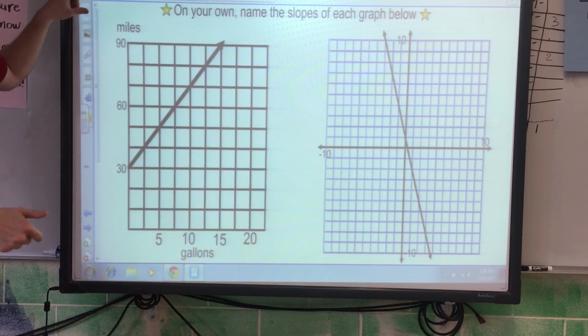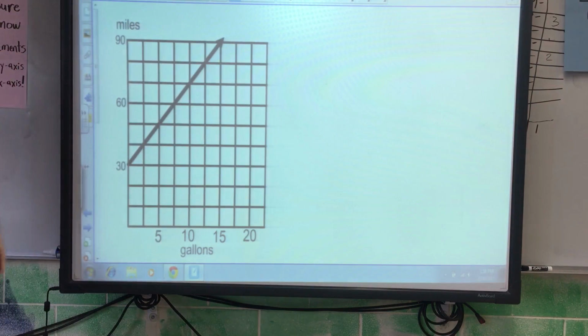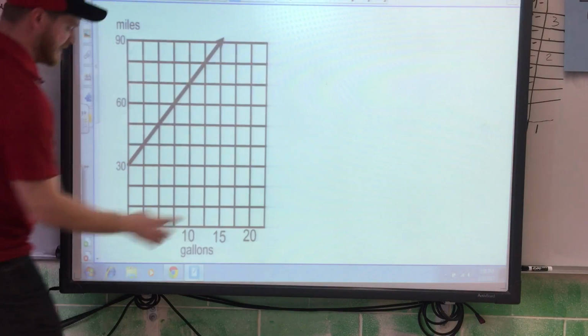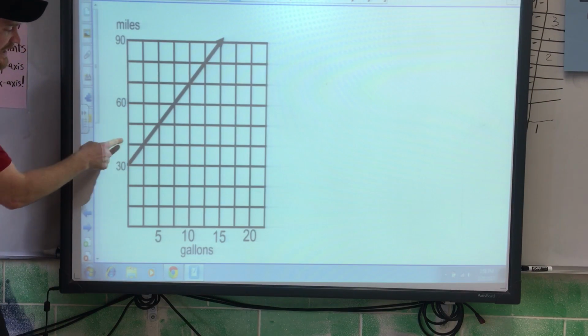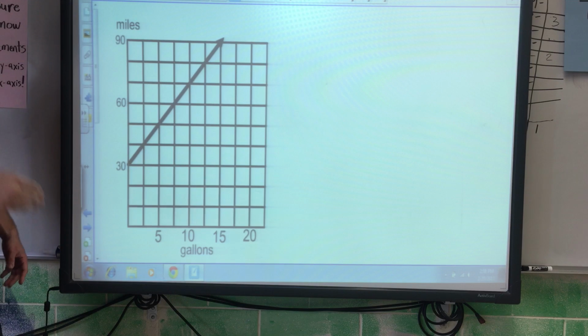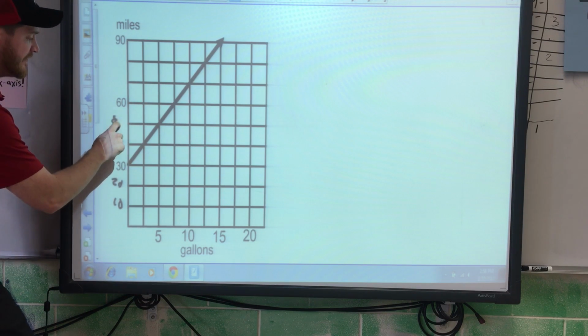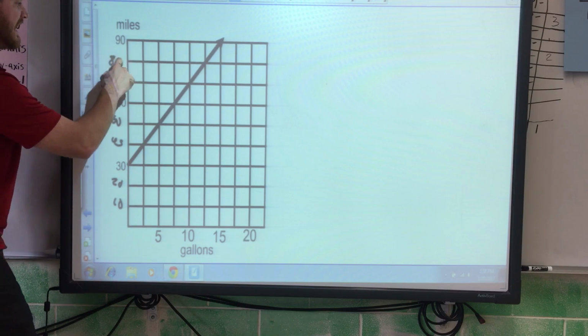Alright, let's go over these. Hopefully you paused and tried them on your own. This first one, you know it's going to be a positive slope. Now I've got to figure out what the increments are. Every 3 it goes up 30. I know I'm counting by tens: 10, 20, 30, 40, 50, 60, 70, 80, 90.